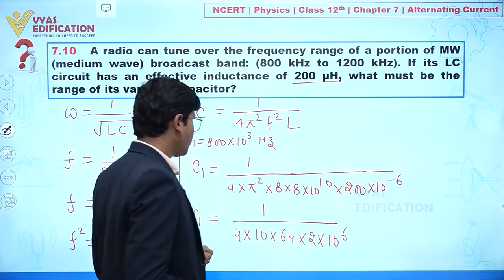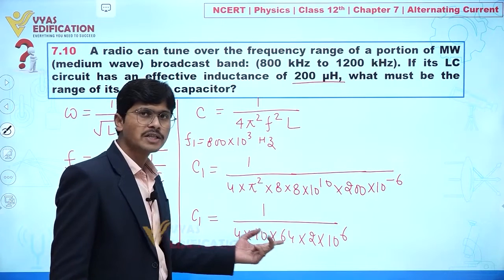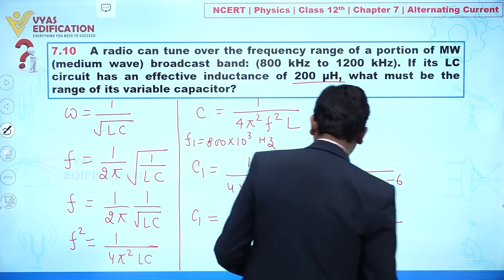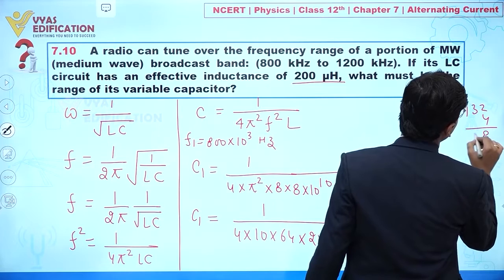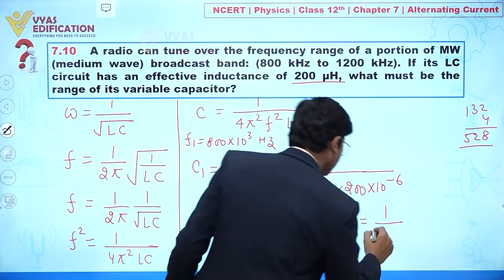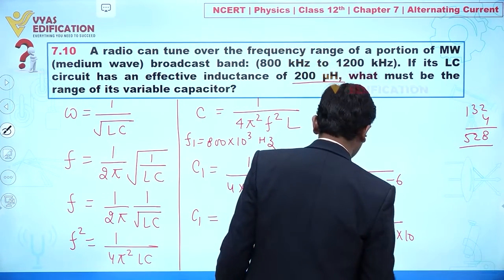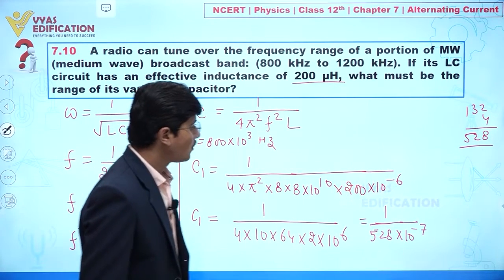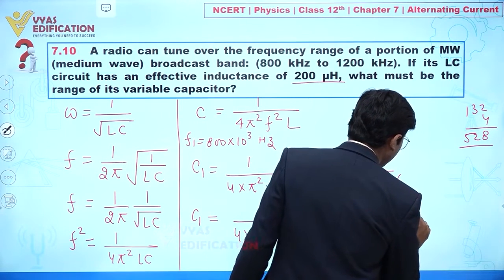So from here, how can we calculate? This is actually 132 multiply 4, or 1 upon 132 multiply 4. 132 multiply 4 is equal to what? We can say that is 528. So I can write this as 528 multiplied by 10 to the power minus 7. Now can I write it like this, if I multiply here with 1000.